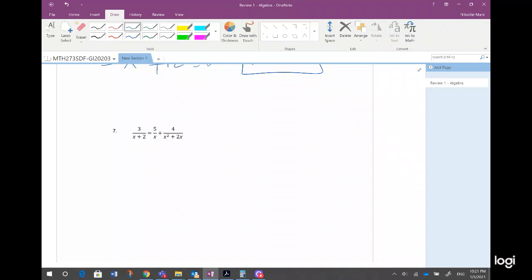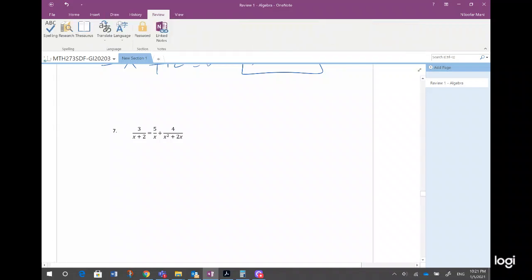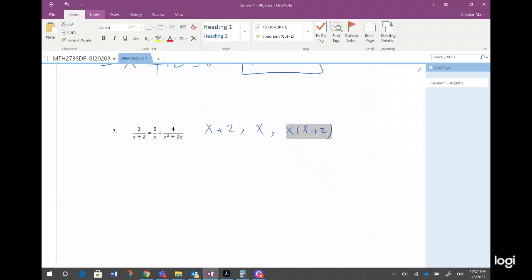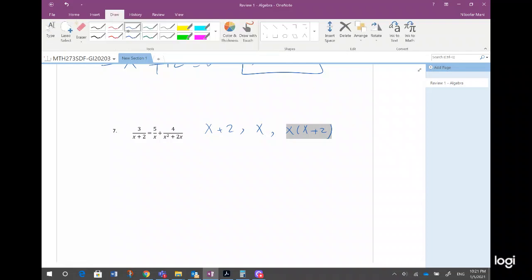Least common denominator again. How can I find the least common denominator here? I have x plus 2, and I have x, and I have x multiplied by x plus 2. Okay, what is the least common denominator? I use this and I use this. So the least common denominator is x multiplied by x plus 2.